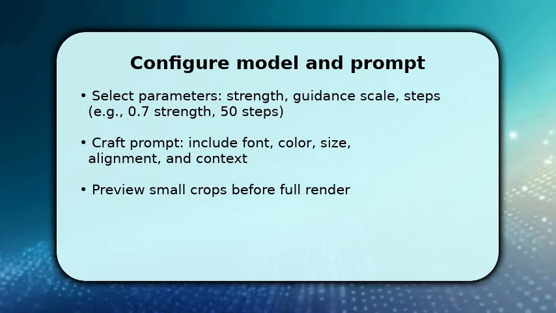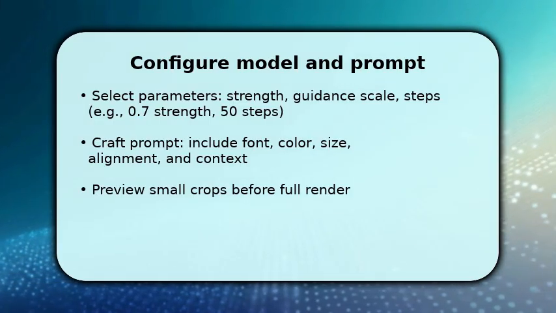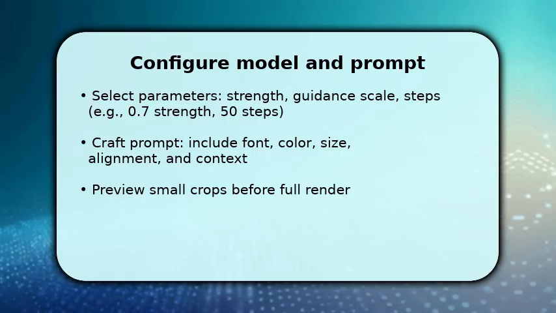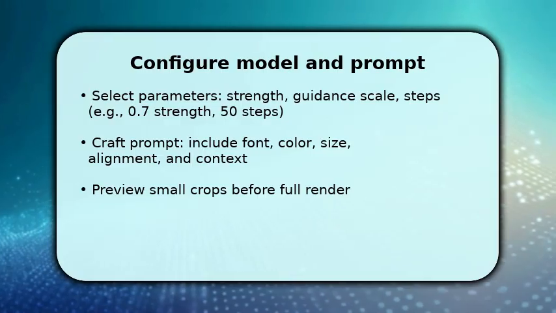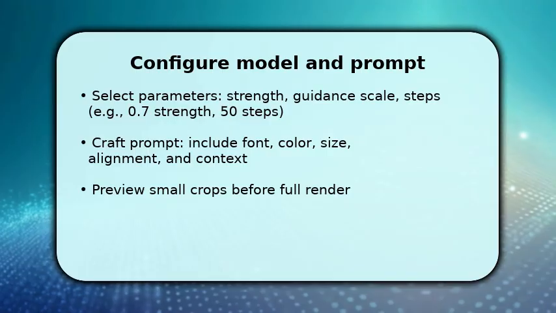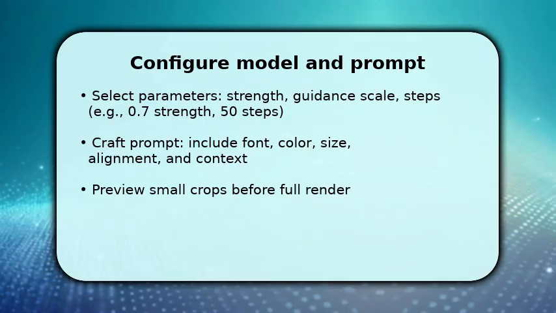Now you configure the model and craft a precise prompt. Set strength or edit ratio, guidance scale, and iteration steps to balance fidelity and creativity. Explain the desired text attributes, font family, size, color, kerning, and placement, and describe surrounding visual context so the model preserves shadows and texture. Then run a quick preview on a cropped section to validate results.